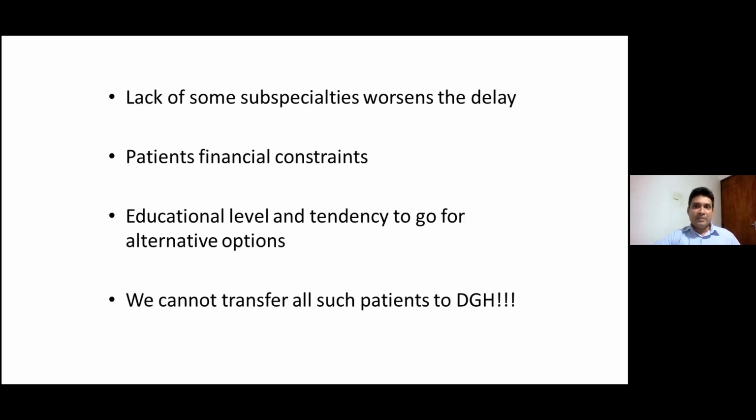And nowadays, because of this crisis situation, as our Dr. Jayakantan also mentioned, lack of some subspecialties worsens the delay. Because if we do not have the pathology report, such as in our case, we can't proceed beyond that. And most of our poor patients can't afford these investigations outside. So we are stuck, we can't proceed beyond that.